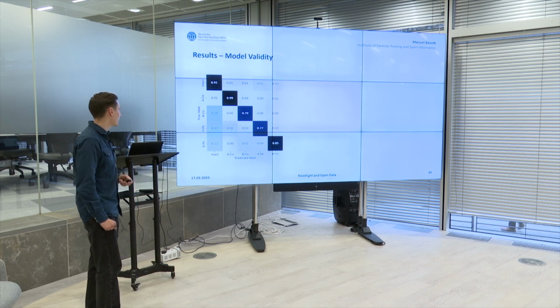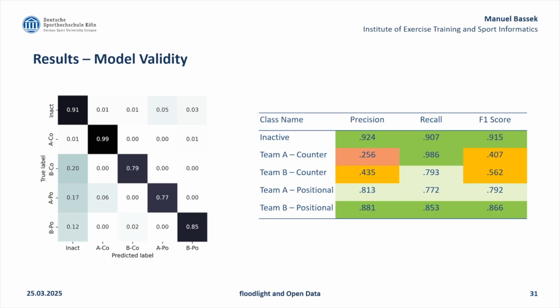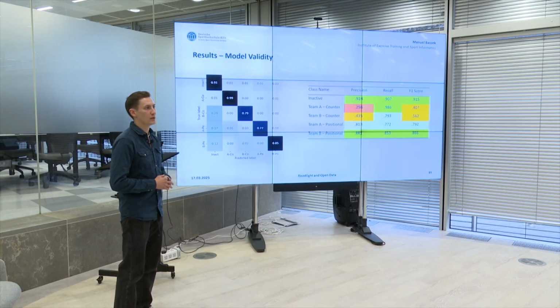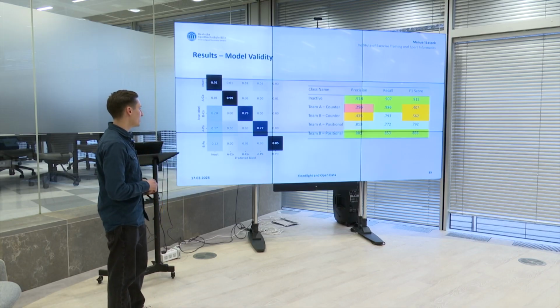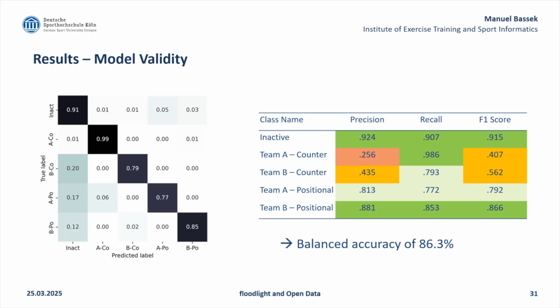So we got a confusion matrix where you can see for some classes this worked quite well. Other classes got confused, for example, with the inactive phase. We reported the precision and the recall and F1 values. So all the necessary stuff was in here. And also balanced accuracy of 86.3%.